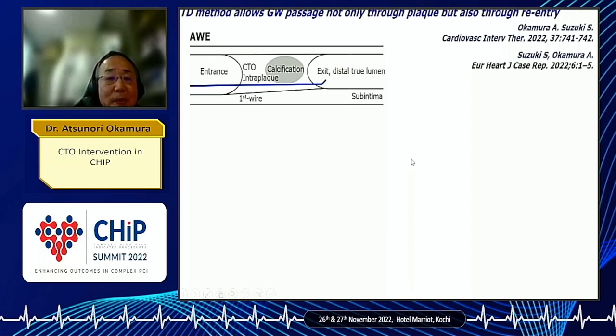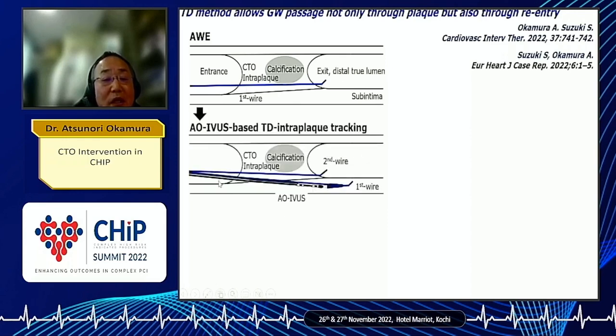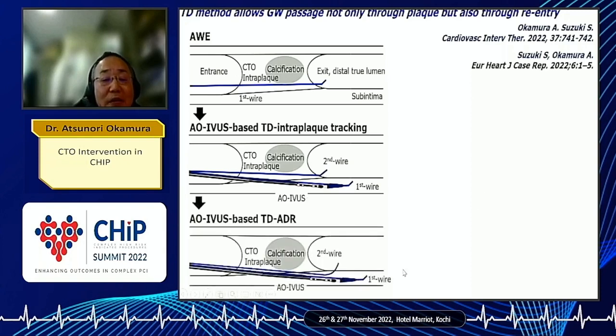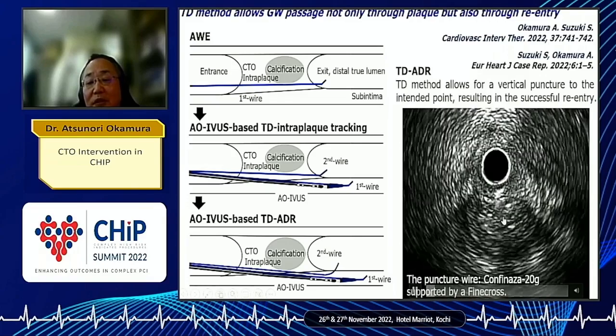So just now in Japan, we try to advance the guide wire from the antegrade, from the intraplaque tracking like this. But if it fails, we have to advance the anterior IVUS through the first guide wire. Then we navigate the second guide wire using the IVUS guided tip detection method like this. But if it fails, sometimes the calcification is very big, and it is difficult to advance the guide wire through the intraplaque tracking. So you have to advance the guide wire through the re-entry route, also using the tip detection method. So this is a subintimal space, and this is the true lumen.